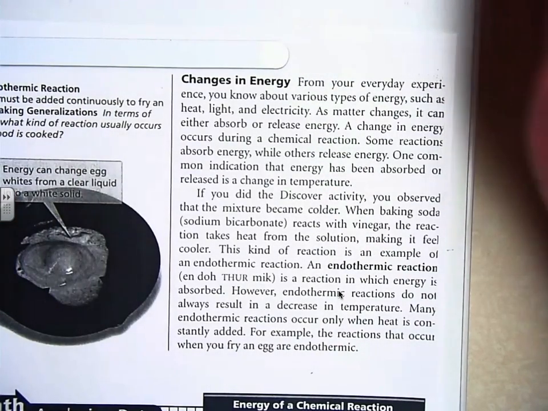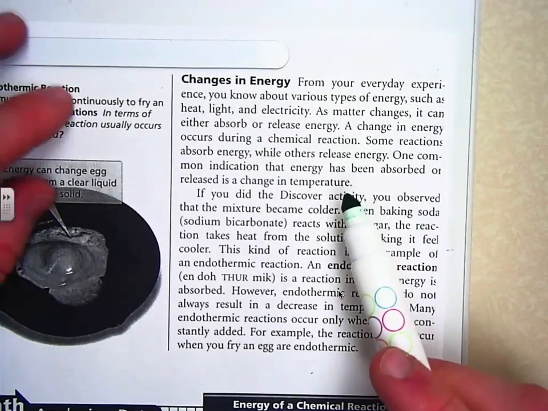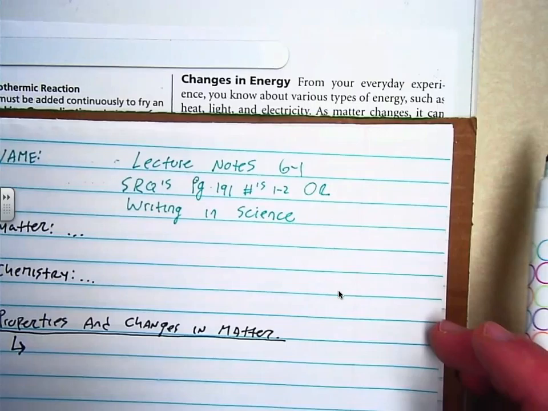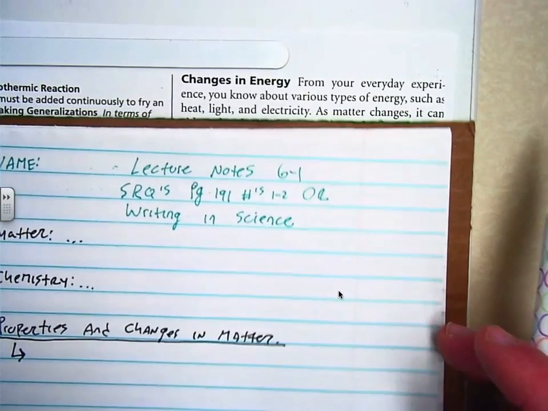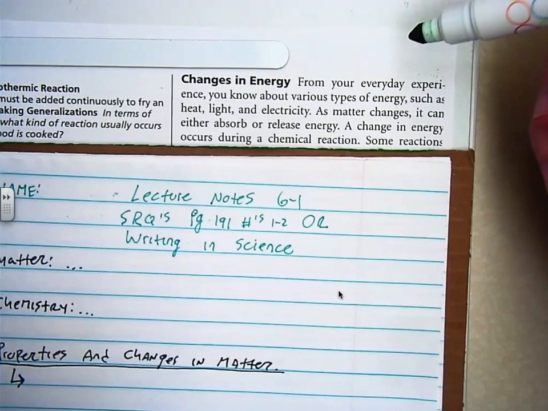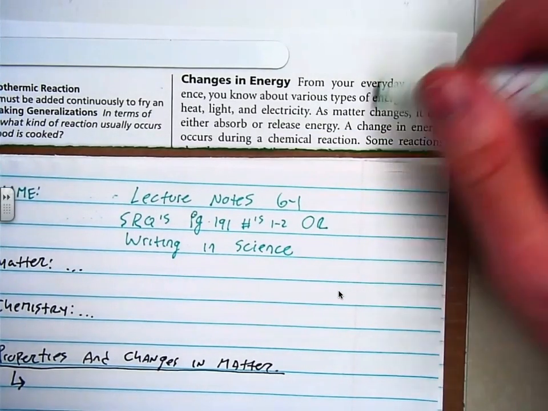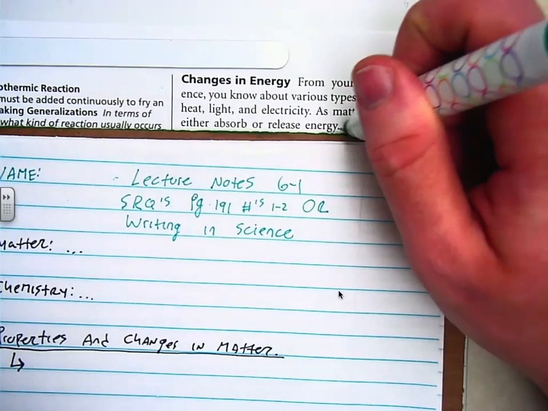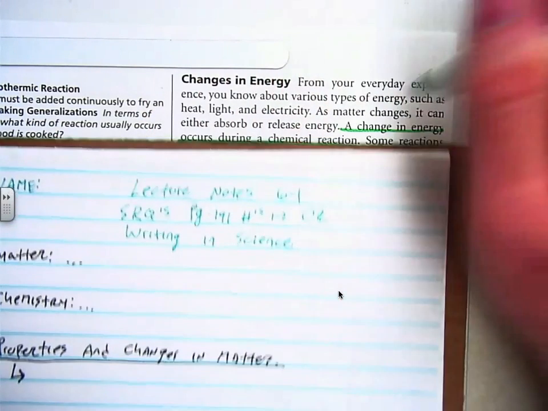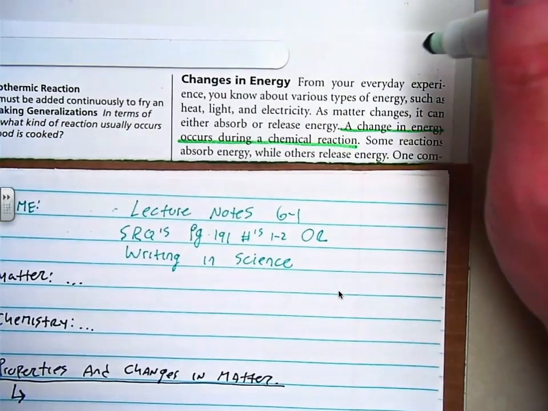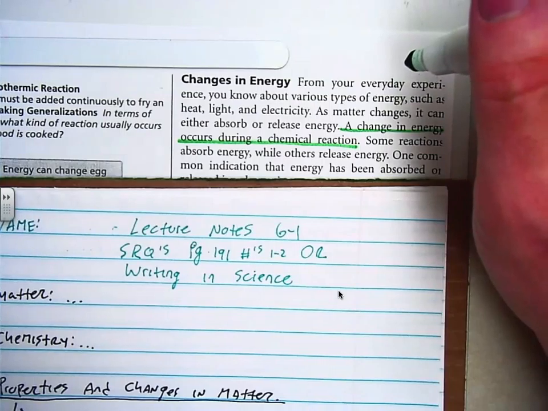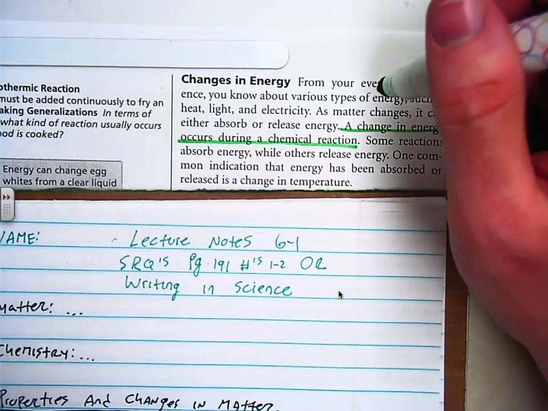Changes in energy. From your everyday experience, you know various types of energy such as heat, light, and electricity. As matter changes, it can either absorb or release energy. A change in energy occurs during a chemical reaction. Oh, that's a great concept. Change of energy occurs in a chemical reaction, not necessarily with the physical change. Some reactions absorb energy, while others release energy. One common indication that energy has been absorbed or released is the change in temperature.